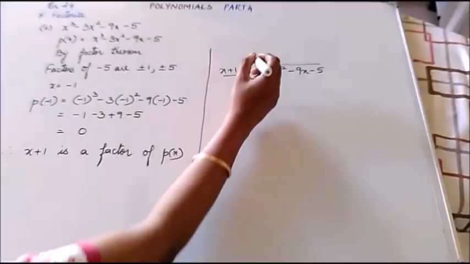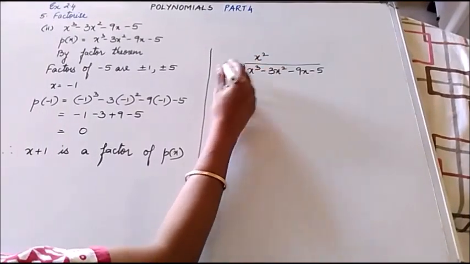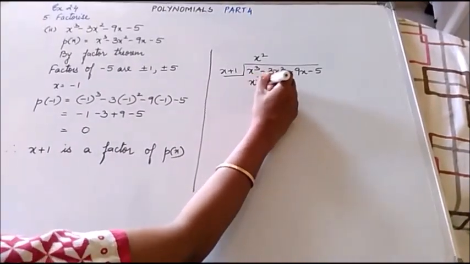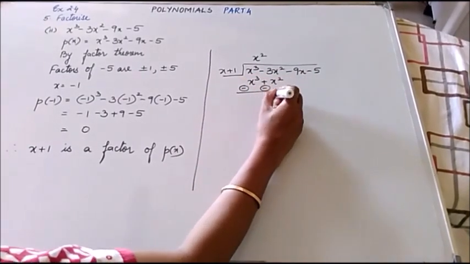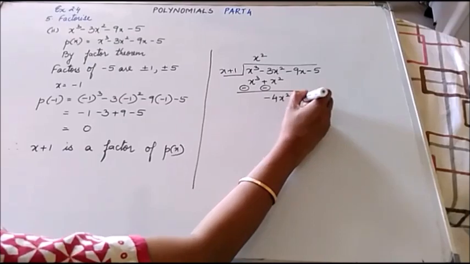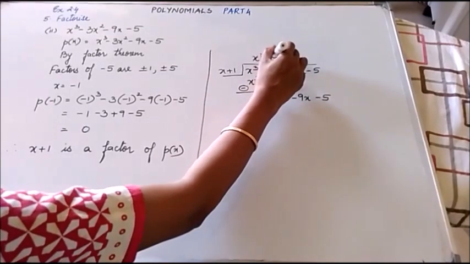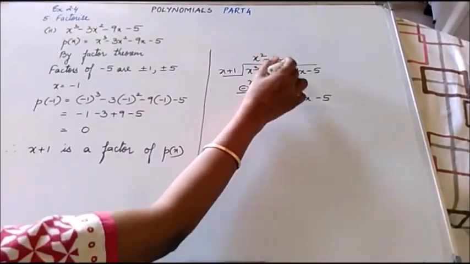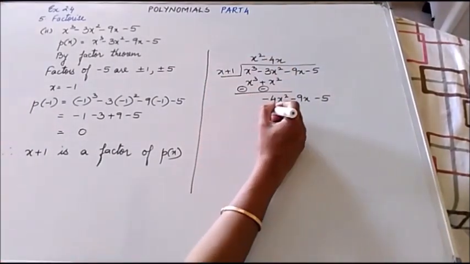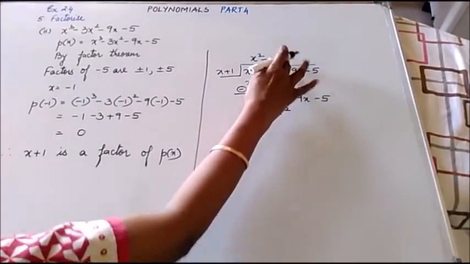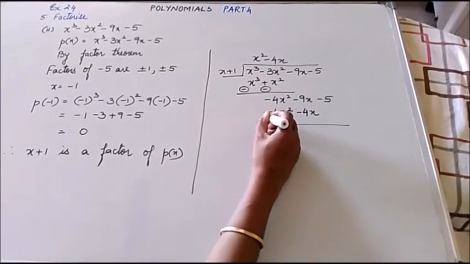Okay, what's the first thing that we get here? We get here x square because x into x square gives us x cube. Multiply x square by the divisor, you get x cube plus x square. Subtract, you get here minus 4x square minus 9x minus 5. Next we get here minus 4x, because minus 4x into x will give me minus 4x square. Now multiply minus 4x to the divisor, you will get here minus 4x square. Minus 4x into 1 will give me minus 4x. Subtract.